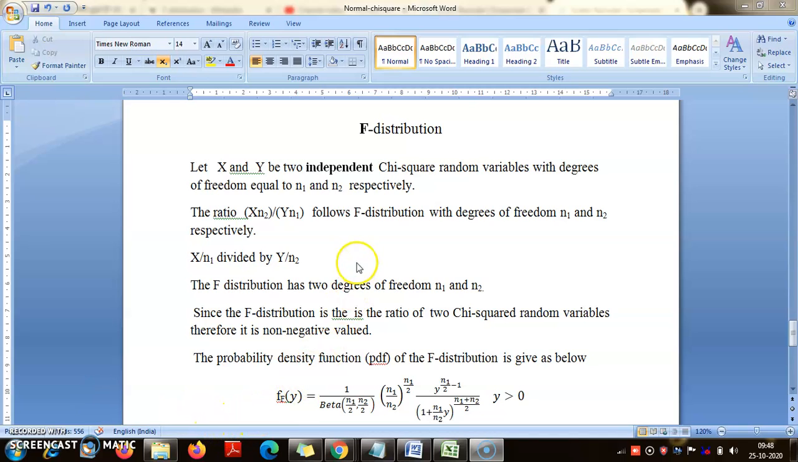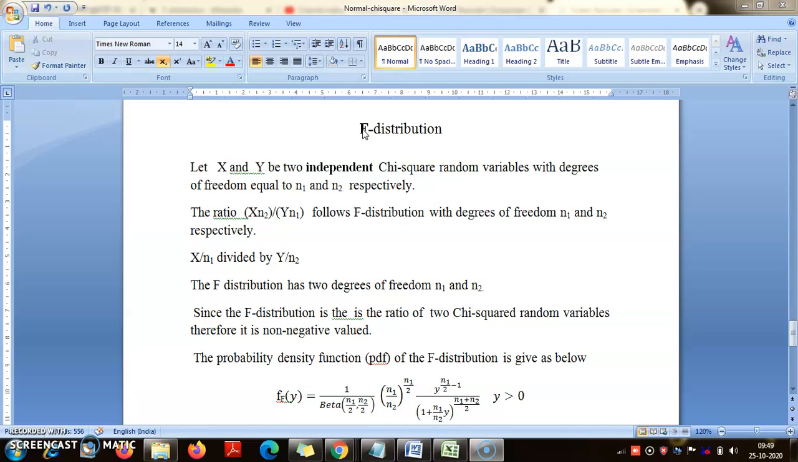Hello friends, today I am going to talk about another important distribution in probability and statistics, namely the F distribution. This distribution is derived from chi-square distribution, and this is also widely used in probability and statistics in the context of testing of hypothesis, which we will briefly mention later. So first let us get introduced with this distribution.